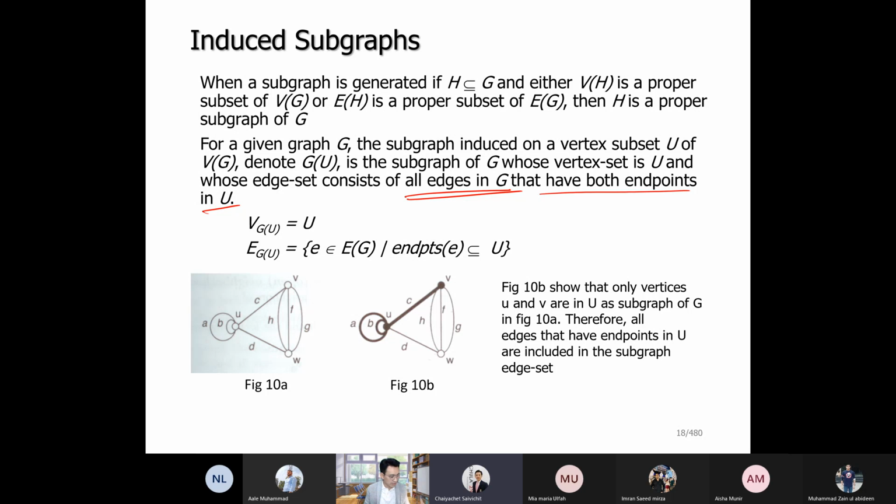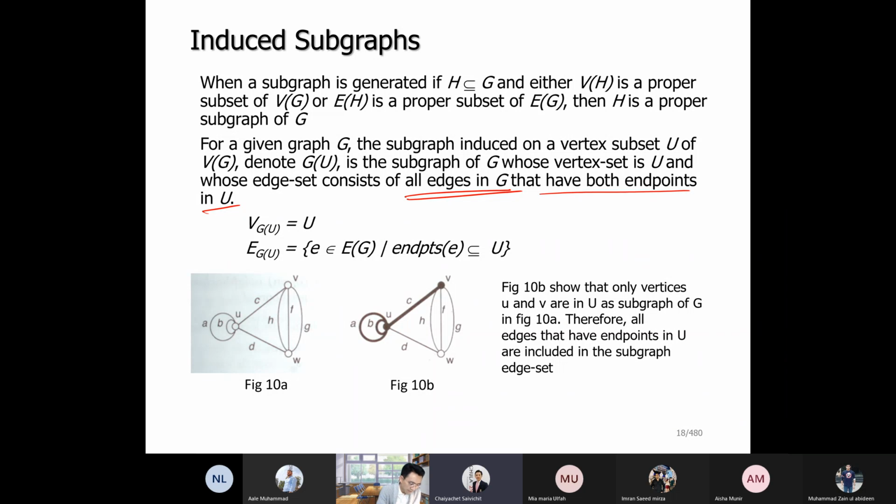So you can see the original graph has U, V, and W as 3 nodes, and we have links A, B, C, D, E, F, G, H. These are all the edges. But if your subgraph includes V and U, all the links or edges that have U and V as endpoints must be included in the subgraph. So we call this the induced subgraph.